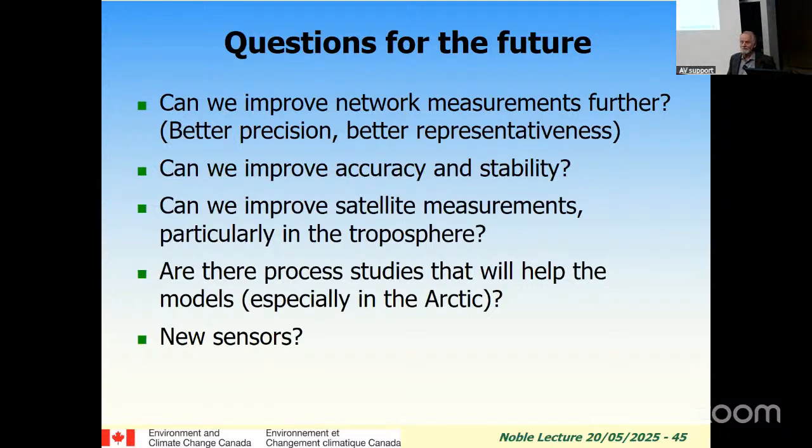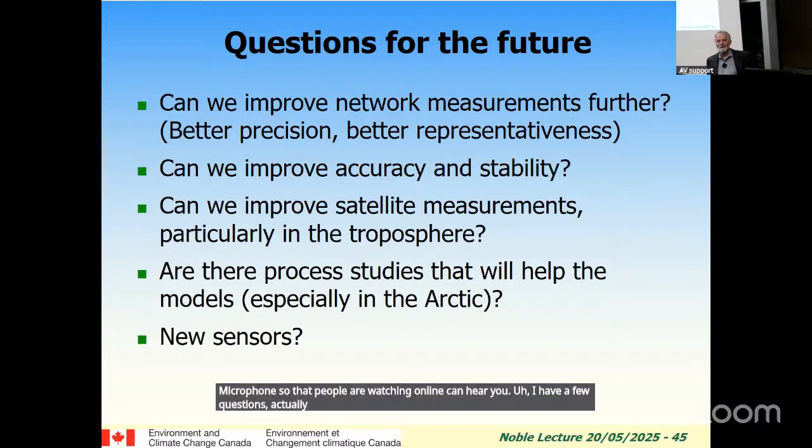Right. Microphone, so that people watching online can hear you. I have a few questions, actually. My first one was the last one on your slide there: are there any new sensors that you know of in development or improvements?